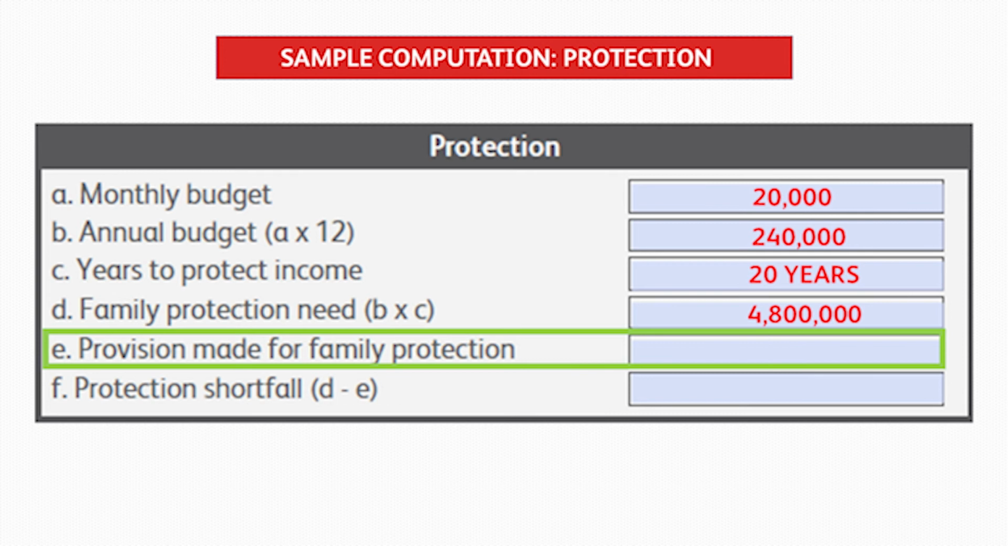E. Next, we ask if the client has already begun preparing for the family protection need you computed in letter D. For example, your client already purchased an insurance policy with 2 million pesos sum assured 5 years ago.